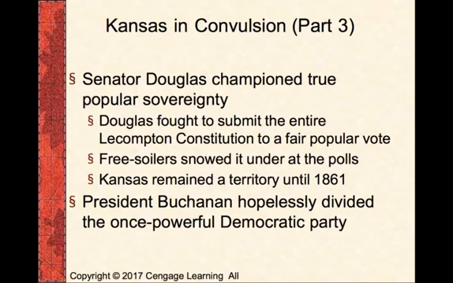With his support of the Lecompton Constitution and bringing Kansas in as a slave state, President Buchanan hopelessly divided the powerful Democratic Party and officially ended that second era of good feelings for the Democrats, and would lead to disastrous results for the Democrats in the 1860 election.